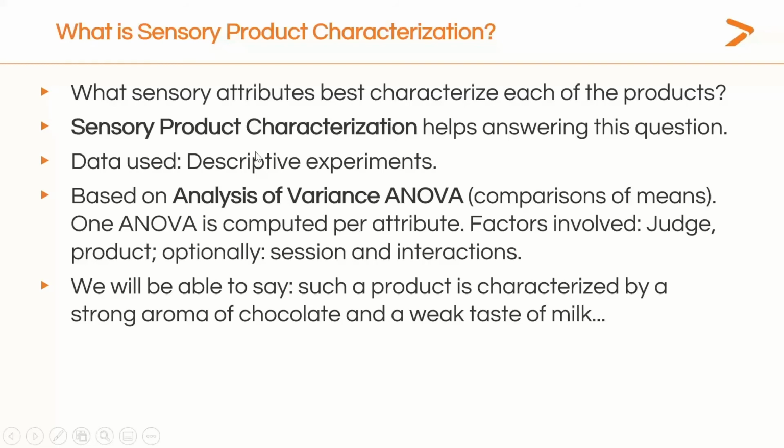And the statistical techniques behind are based on analysis of variance, which we also call ANOVA. This is a modeling technique that allows for means comparisons. One ANOVA will be computed per sensory attribute, and the factors involved in this ANOVA are the judge effect, the product effect, and optionally session effect and interaction effect. So we'll be able to say out of this analysis, such a product is characterized by a strong aroma of chocolate and a weak taste of milk. This is the kind of specific information we'll be able to extract.